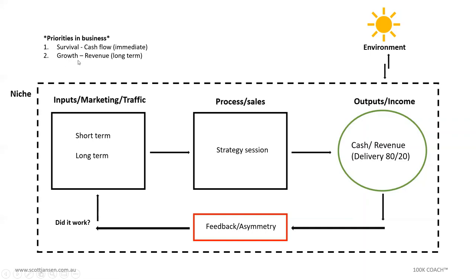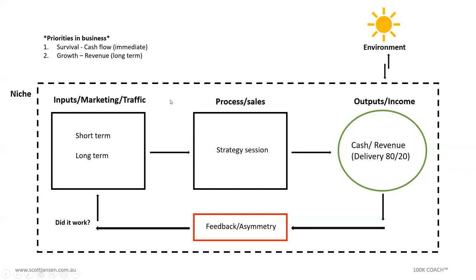The second priority of business is growth, and that's what I call revenue. These are things like payment plans or long-term projects. This is how we get income over longer periods of time. So we're going to be juggling both. We're going to get immediate cash flow, but have other projects that will bring us cash later, so we're always bringing in a constant flow of cash.